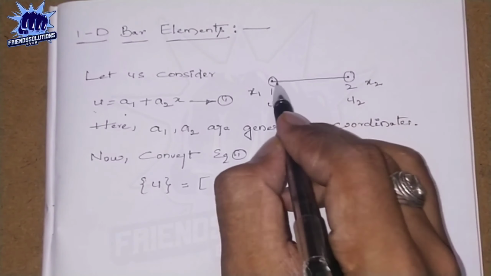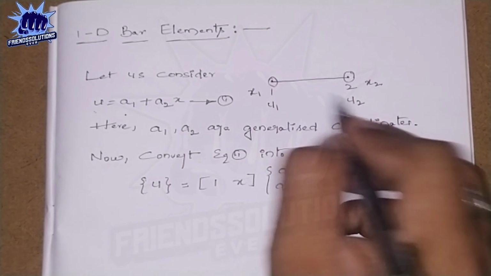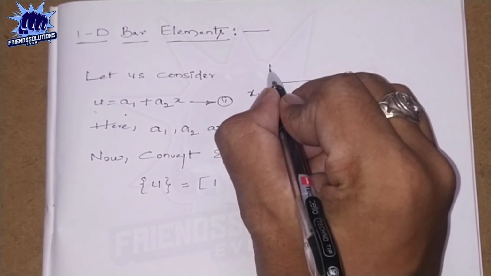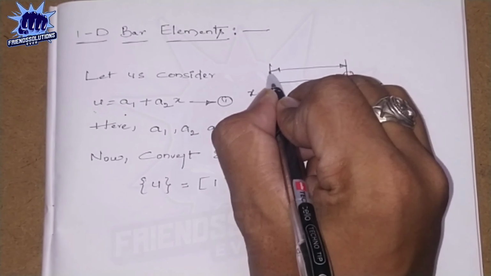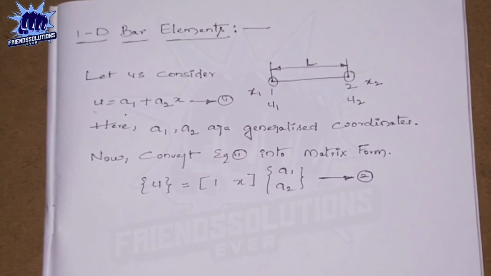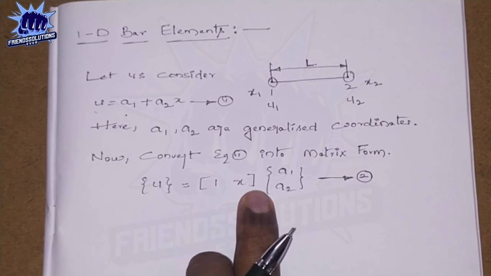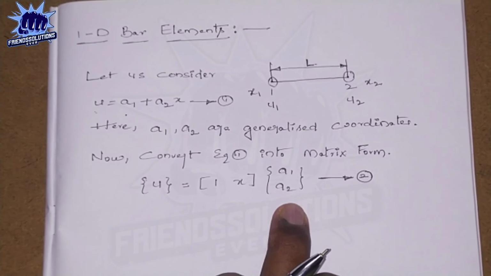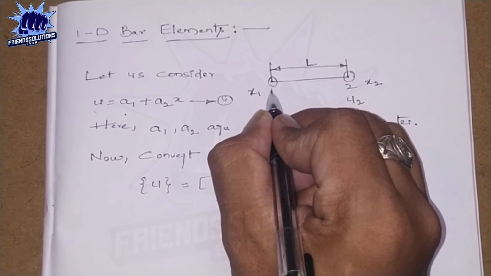Then we already know what is meant by a 1D bar element. x1, x2 are the coordinates and u1, u2 are the displacements. L means the length of the element or bar element. Then u equals [1 x] times a1, a2; here it is a matrix equation. After that we have two nodes.